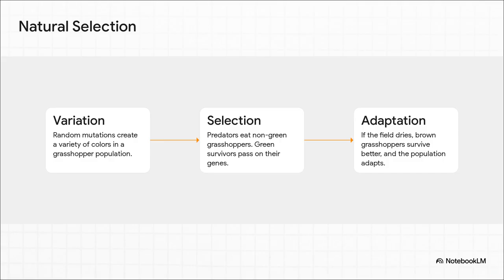But what if the climate changes and the field becomes dry and brown? All of a sudden, the tables have turned. Now the brown grasshoppers have the advantage. They survive, they reproduce, and over generations, the whole population adapts. The editor, in this case the changing environment, has just picked a new winning recipe.